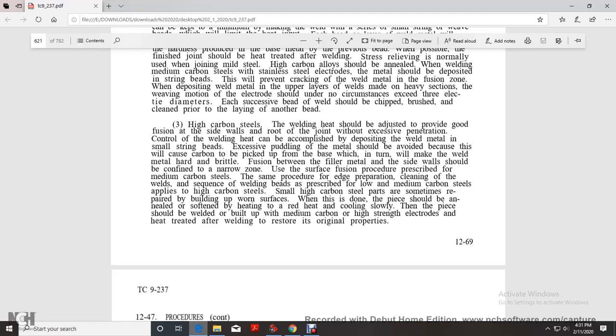of the joint, which will make the weld metal brittle. The filler metal between the sidewalls should be confined to a narrow strip of fusion, as prescribed for medium carbon steels. Same procedure for the edge preparation and cleaning of the welds.